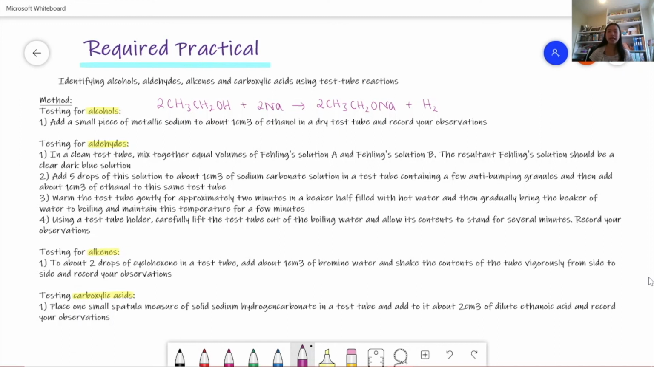And then for carboxylic acids, what's produced is carbon dioxide when we react carboxylic acids with sodium hydrogen carbonate. And so effervescence or bubbles should be given off. And if you want to test it further, if you want to test the carbon dioxide, we could use some lime water. And the lime water should go from colourless to cloudy if it is actually carbon dioxide.